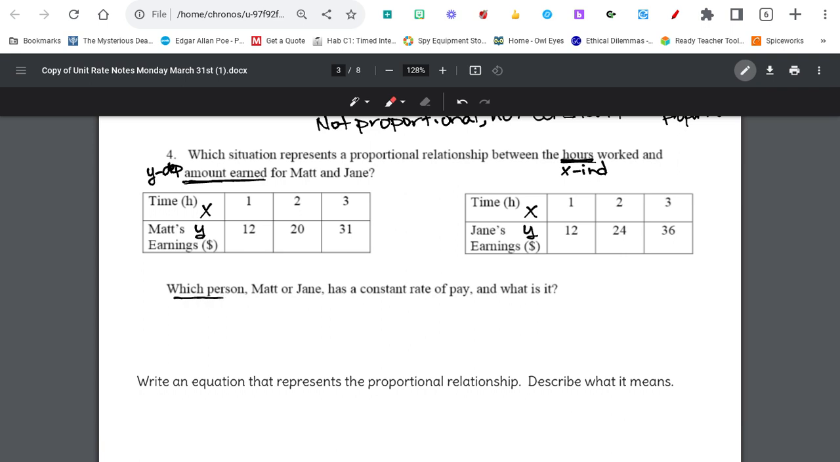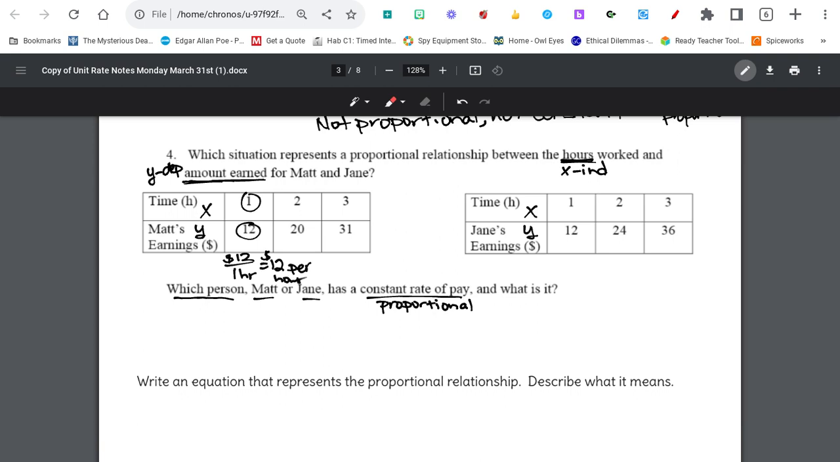It says which person, Matt or Jane, has a constant rate of pay. In other words, which one is proportional? Because if they have a constant rate of pay, it's proportional. So let's take a look at Matt's first Y. His first Y is 12, so he got paid $12 for the first hour. So that means he made $12 per hour.